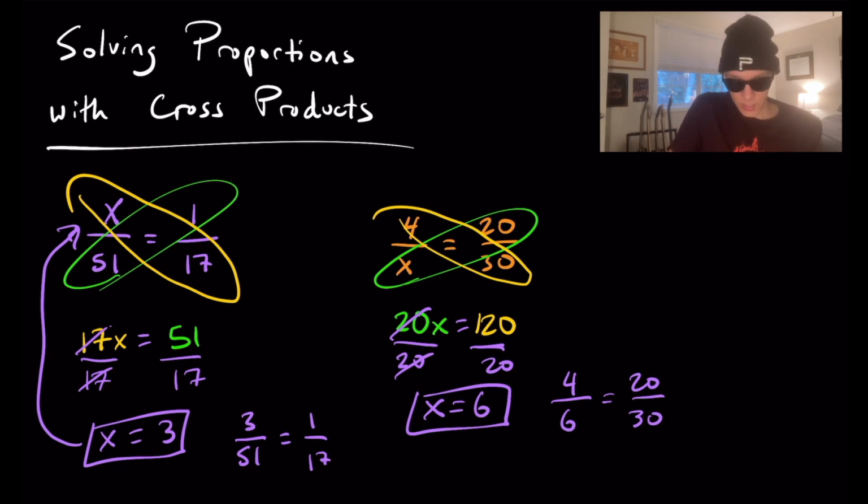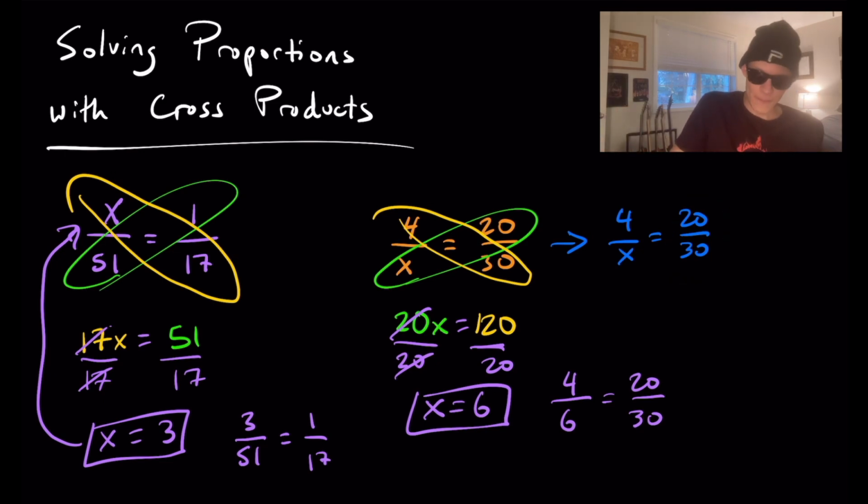Something else worth mentioning here. Let me rewrite this one in orange that we just did. So 4 over x is equal to 20 over 30. If you can simplify your fractions, do it. It'll make your life easier. So over here, 20 over 30, both of those numbers can be divided by 10. So if I divide both of those numbers by 10, I'll have 4 over x is equal to, instead of 20 over 30, 2 over 3.